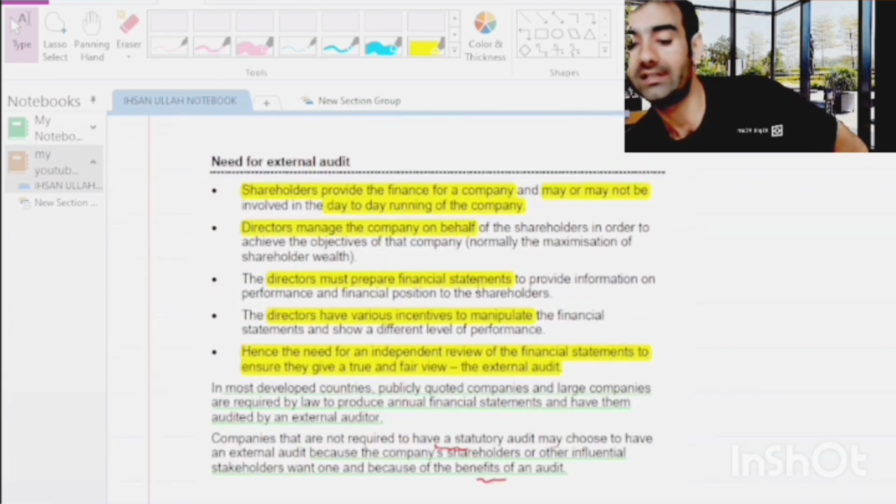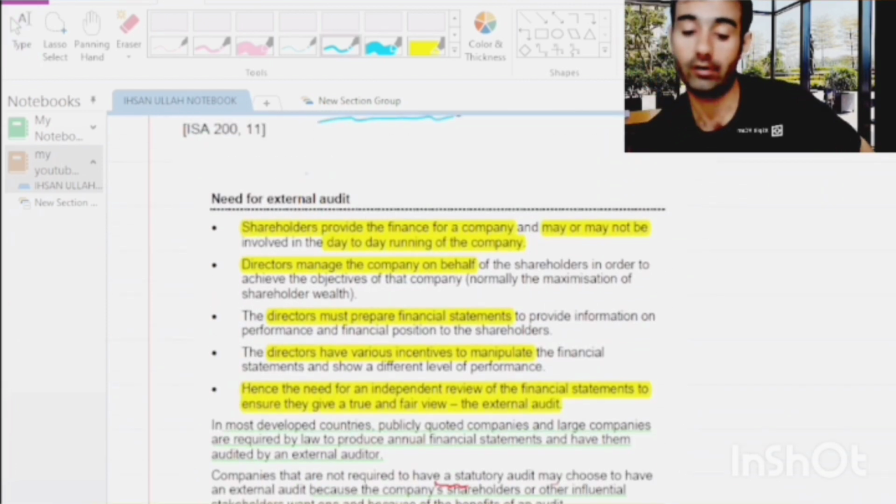Now, why do we need audit? I have told you before that the board of directors prepares the financial statements, and these are for the shareholders, and the shareholders actually want an independent review.